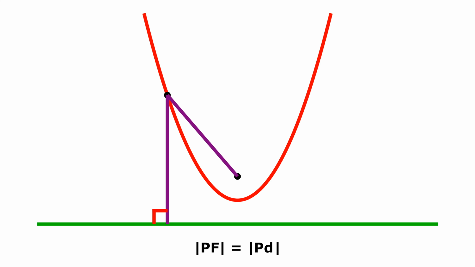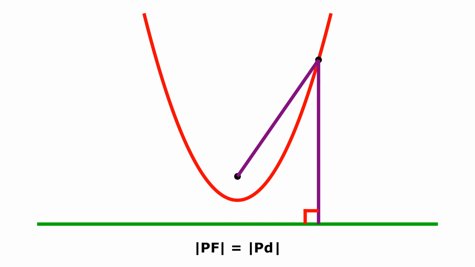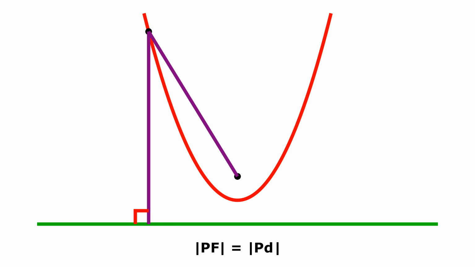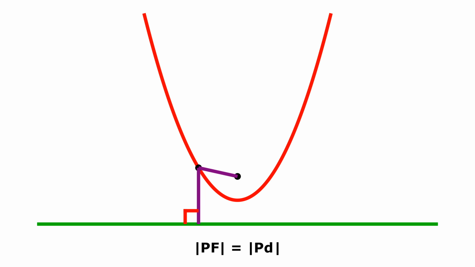This diagram illustrates the definition of a parabola. Specifically, a parabola is the set of all points in a plane such that, for any point P in the set, the distance to a fixed point, known as the focus, is equal to the distance to a fixed line, known as the directrix. So no matter where we choose a point on the parabola, the distance to the focus is equal to the distance to the directrix.